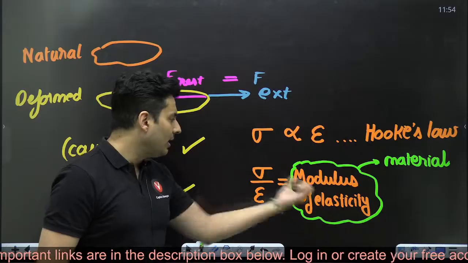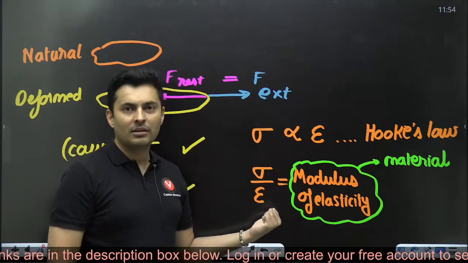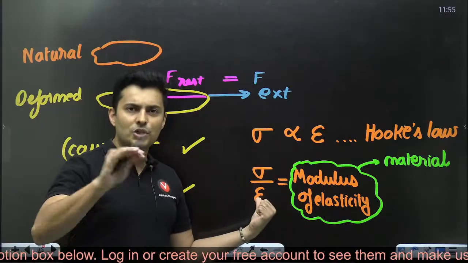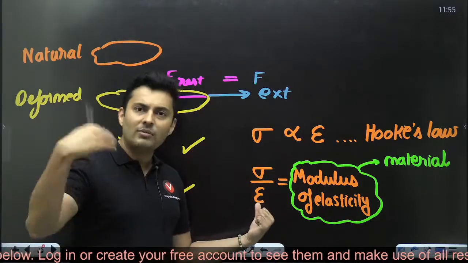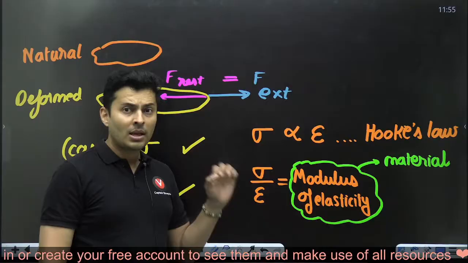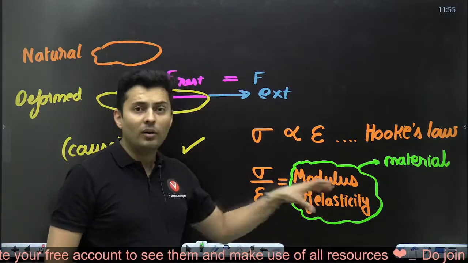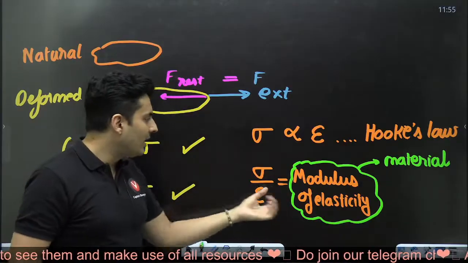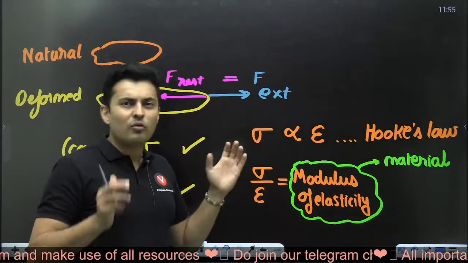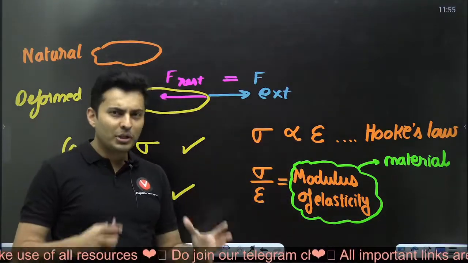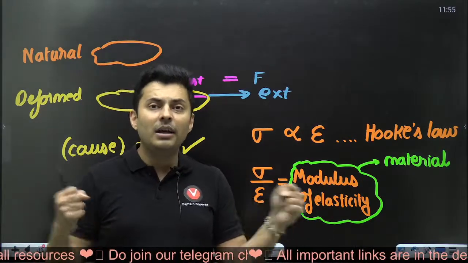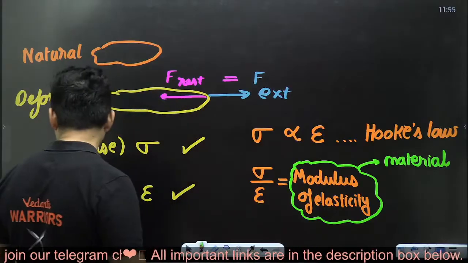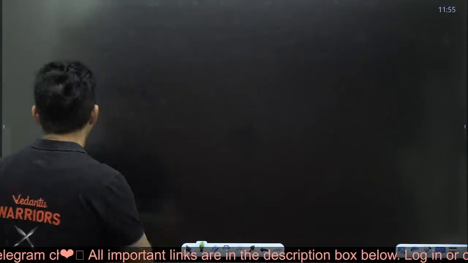Meaning, if it is steel, this ratio is fixed. If it is aluminum, the ratio is fixed. If it is cement, the ratio is fixed. If it is rubber, it will have some other ratio. If this value of modulus is large, what does it tell you? If it is large, that means you need more stress for the same deformation. So the material is very difficult to deform. Okay, so I'll mention all the pointers on the next slide over here.